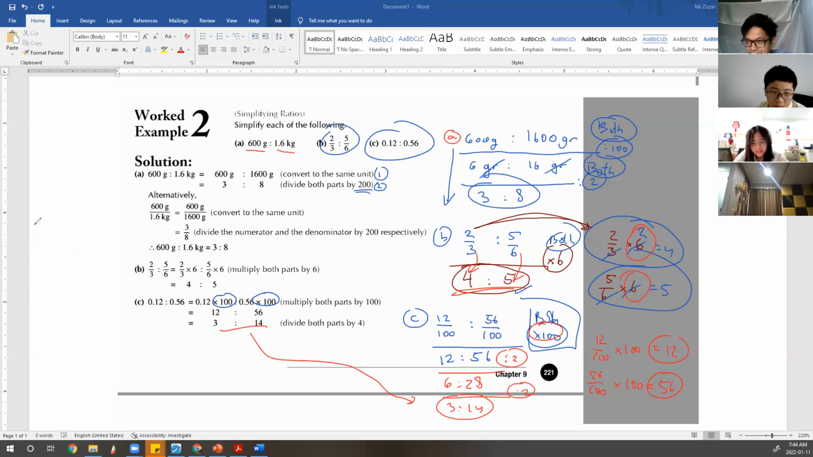Wait, I give you another question, another example, Kimi. So 3 over 8 by 5 over 6. How can you simplify this fraction? So you have to make the denominator equal, right? Or that's the other way. You can make the denominator equal by 24, right? So times 3 times 3, and then times 4 times 4, right? Can we understand so far?